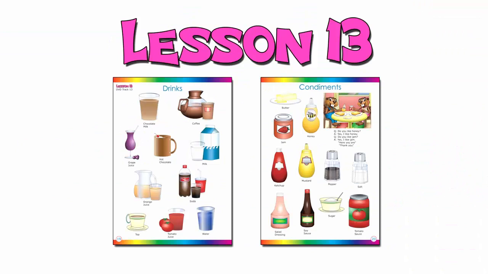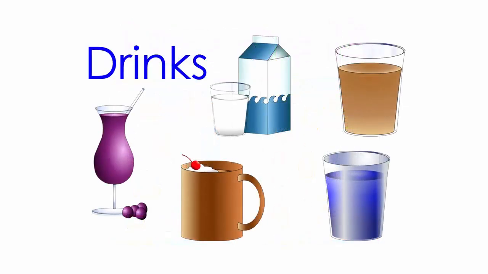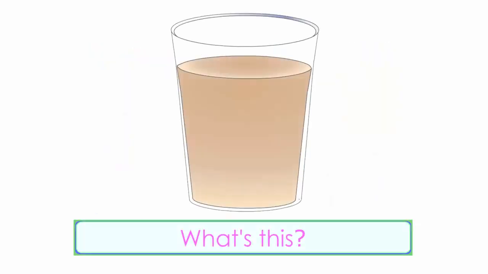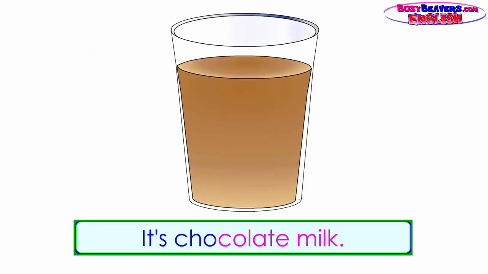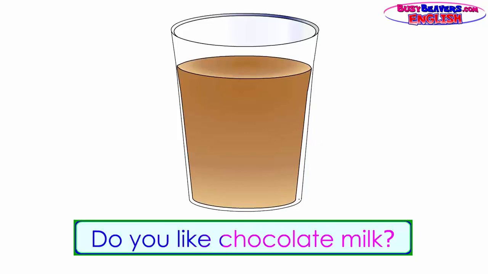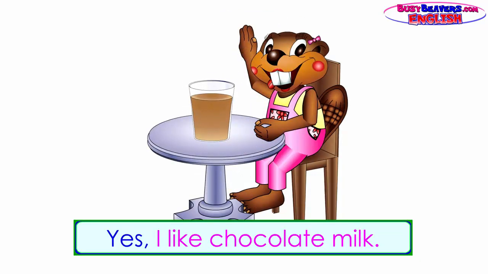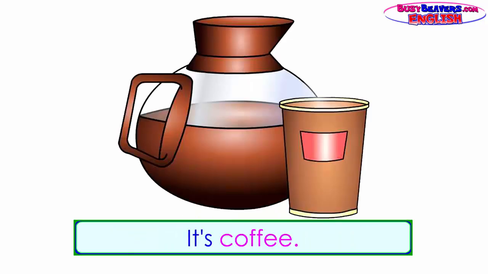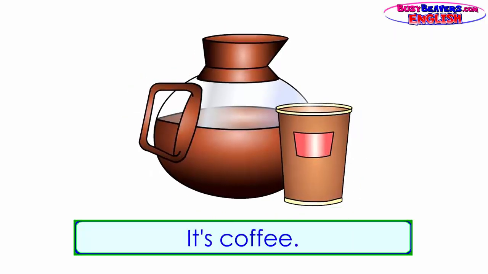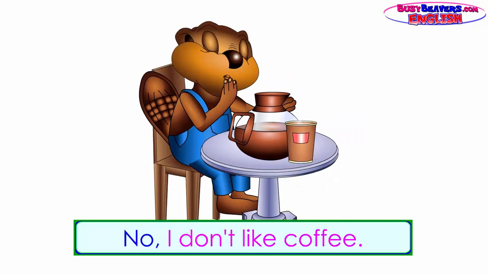Lesson 13. Drinks and Condiments. Drinks. What's this? It's chocolate milk. Do you like chocolate milk? Yes, I like chocolate milk. What's this? It's coffee. Do you like coffee? No, I don't like coffee.